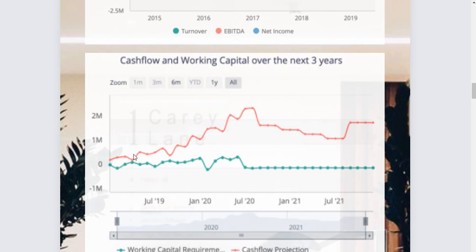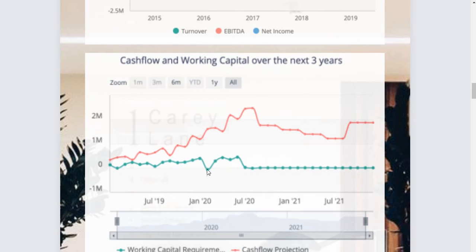And this is a projection probably based on a lot of information from the company, but you can show the investors, the owners of the company, how you expect to grow in the next 3 years. Here in this chart, you can identify that after July 2020, the amount of money you will require stays the same. You will always require the same amount of money.